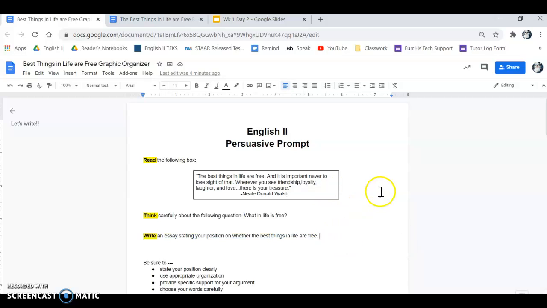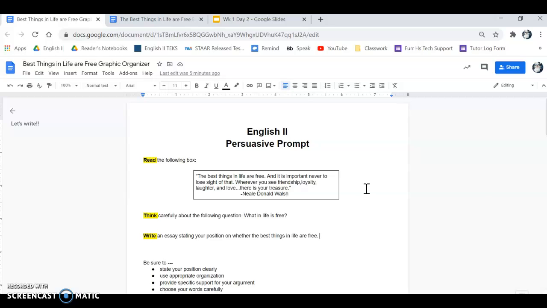I'm just going to go through it. It says, read the following box. The best things in life are free, and it is important to never lose sight of that. Wherever you see friendship, loyalty, laughter, and love, there is your treasure. Think carefully about the following question. What in life is free? Now to our prompt, the write statement. Write an essay stating your position on whether the best things in life are free.